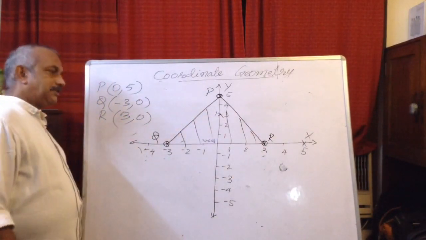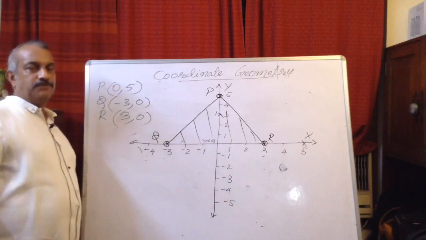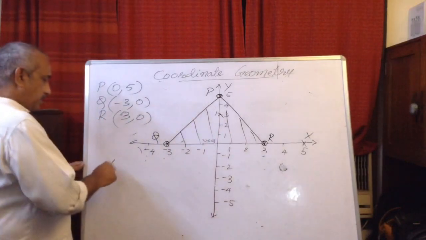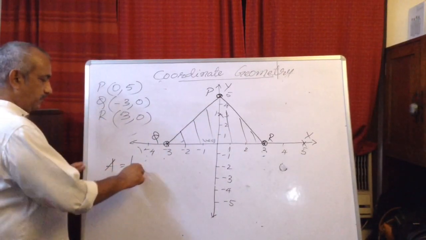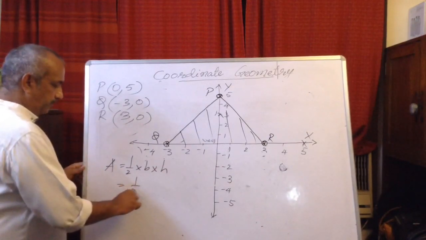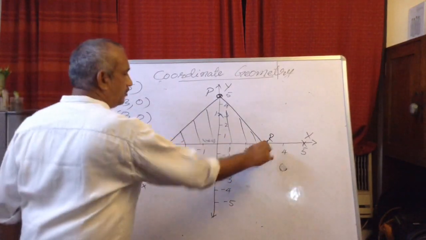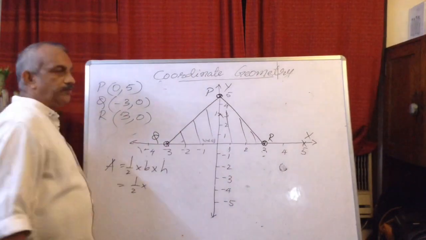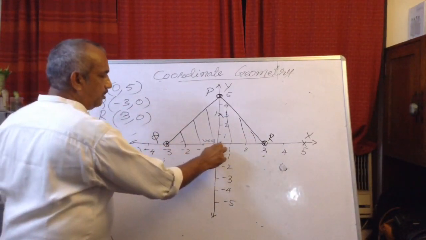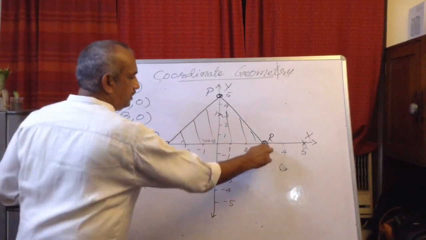Now what is its area? Now we have to find the area of this triangle. So area is equal to half into base into height, half into B into H. So half into base, how much is this one? You have to count how many units are there: 1, 2, 3, 4, 5, 6 units.